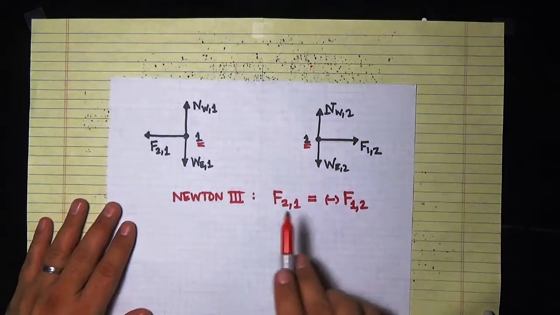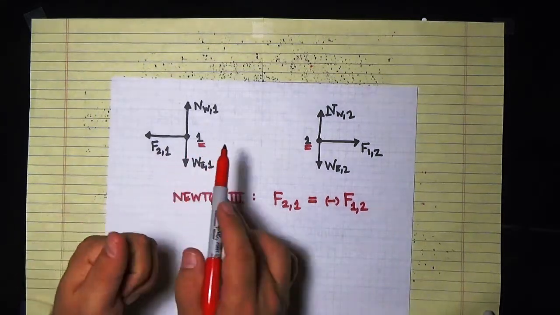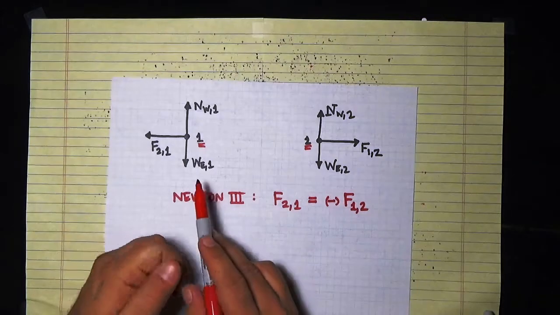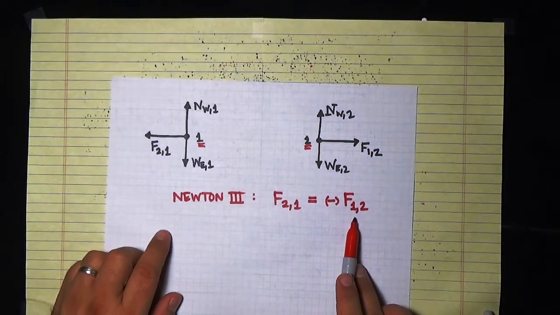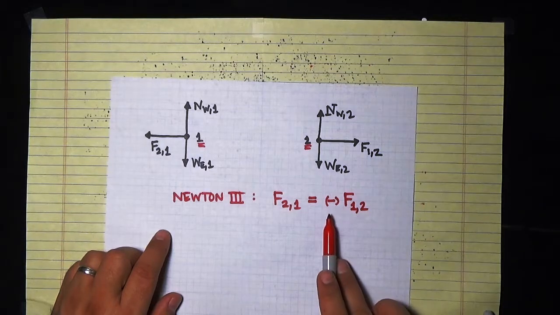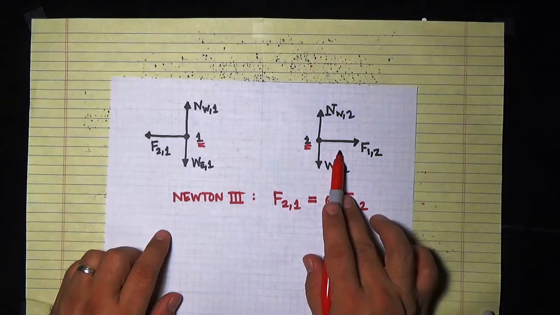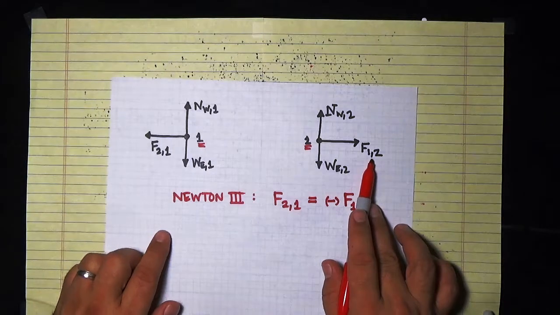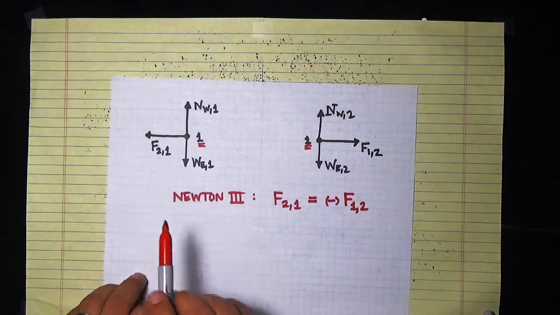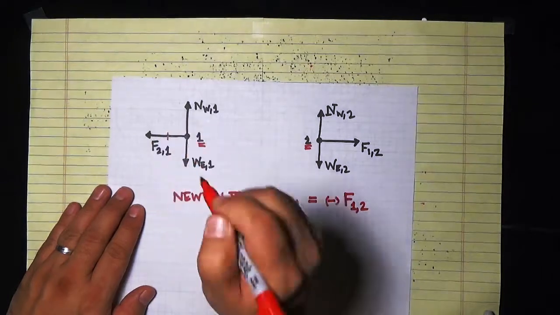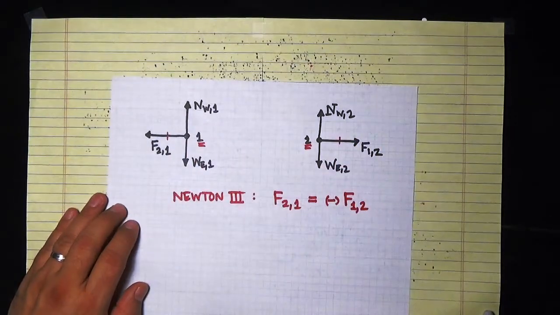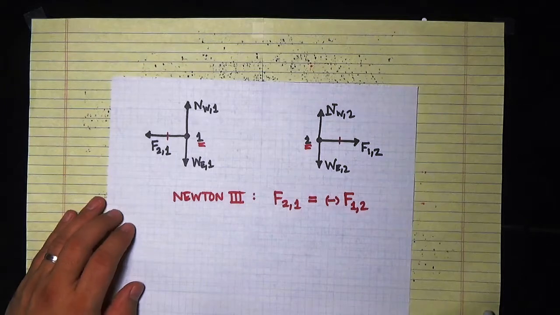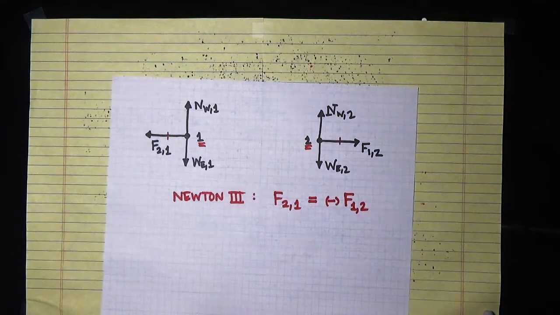If I go to my free body diagrams, I see that F21 points to the left, so the Newton third law pair to that better be a force pointing to the right. And indeed I see there is a force pointing to the right that is the equal and opposite Newton third law pair to this force pointing to the left. As is my habit, I will put a little hash mark on those two forces to indicate that they are indeed third law pairs. So that's Newton's third law.